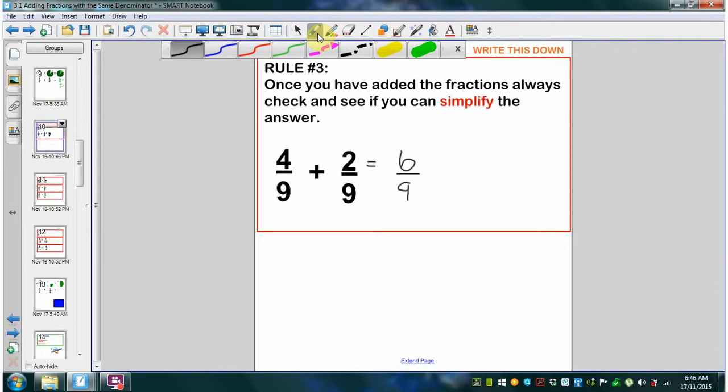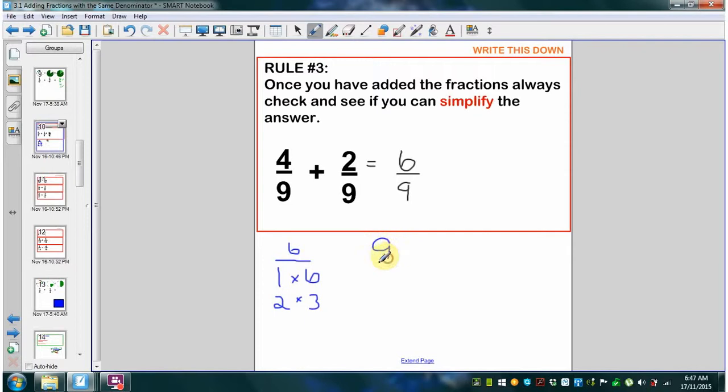Okay, but this can actually be written a lot more simply. It can be simplified. So I'm just going to use different color ink here. I'm going to come down here and do my rough work. Okay, so to simplify, remember we have to find the factors of the top and bottom and find the greatest common factor. So our factors of 6 are 1 times 6, or 2 times 3. Okay, and now let's find the factors of the denominator. So 9, that's 1 times 9, or 3 times 3.